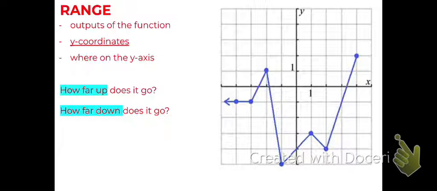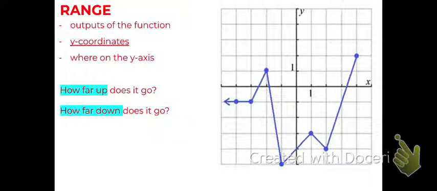Range is the y's. These are the outputs of your function. You can put something in for x and you get the y. So since range is the y's, you want to look at the y-axis. And notice the y-axis goes up and down. So this is asking how far up does your graph go? How far down does it go?